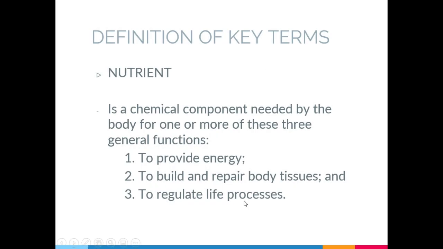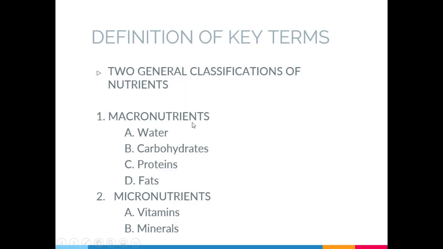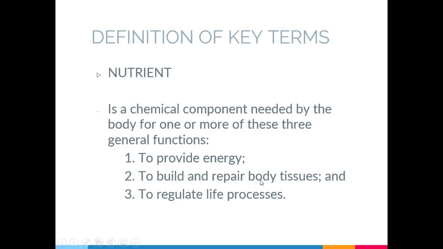And to regulate life processes, that is the function of water, vitamins, and minerals. Okay? So, that's it. That's why we say go, grow, and glow. Go foods provide energy, so those are foods rich in carbs and fats. To build and repair body tissues, those are protein-rich foods. And to regulate life processes, vitamins, minerals, and water are found in fruits and vegetables. Okay?